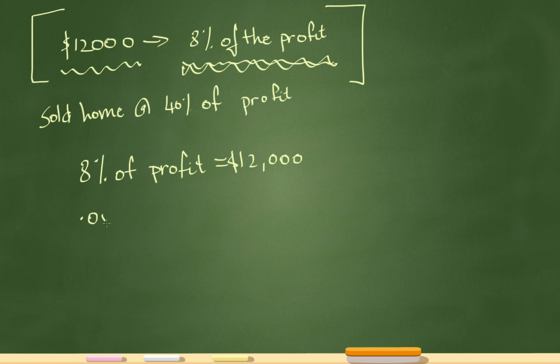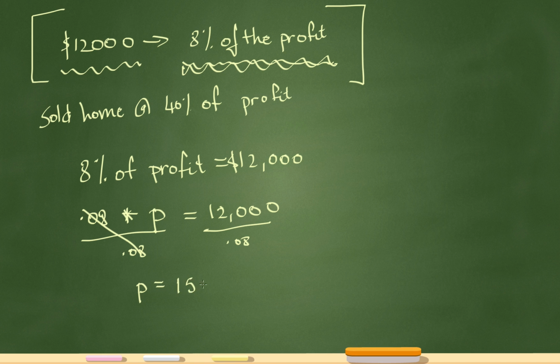So think about how I can set up an equation for this. 8% is the same thing as 0.08. Of is multiply. Let's call profit P. 8% of the profit equals $12,000. So now what I'm going to do is just use algebra to solve for P. Divide both sides by 0.08. So that cancels that out, and then P will equal 12,000 divided by 0.08, which gives me 150,000. So now I know that the profit was 150,000.